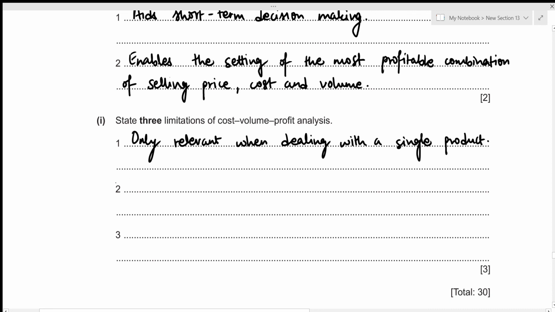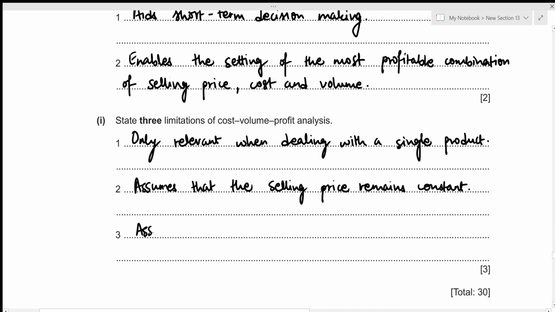Then it assumes that the selling price remains constant. Further, the cost volume profit analysis also assumes that the variable cost per unit remains constant. So assumes that the variable cost per unit remains constant.